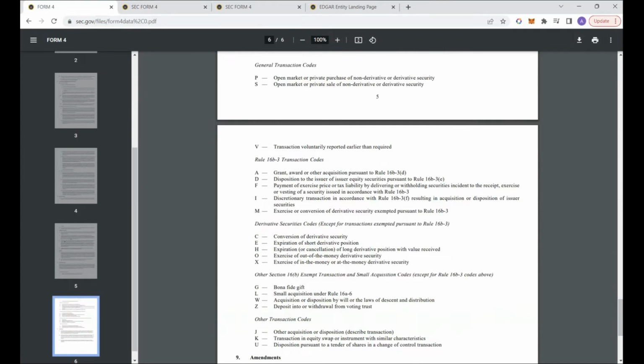Next transaction code that you will probably see a lot of is M. So M is when the company insider exercises options or restricted stock units from the stock compensation plan. So as part of their stock compensation plan, many executives or people on the board of directors will receive stock from the company. So when they exercise those rights for those options, then they need to file a Form 4.